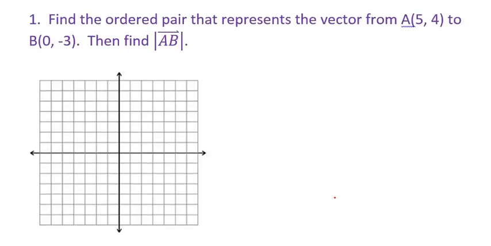Alright, first we're going to find an ordered pair that represents the vector from point A, which is 5, 4, to point B, which is 0, negative 3. And so A is at 5, 4. So right here. And B is at 0, negative 3. Right here. And so we want the vector that's between those. So it goes from A to B. And again, they tell us that from A to B. And in the name, the A is first. So that tells us also that we started with the A and ended at the B.